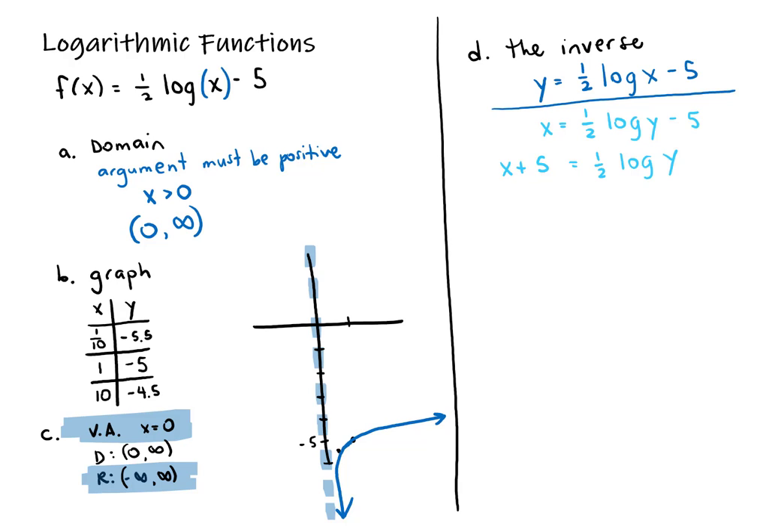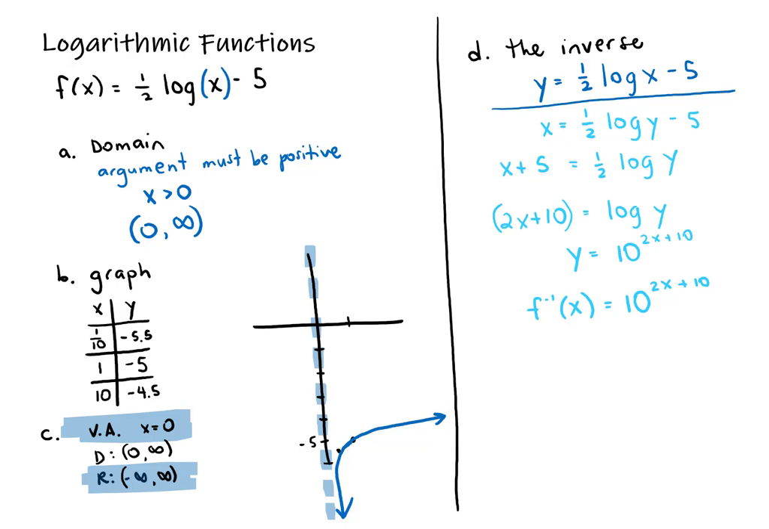Now I'm going to multiply by 2. And I now have my log isolated. I'm going to insert parentheses around this 2x plus 10 so that we treat it as one item. And that's going to go in our exponent. Our base is 10. And so I'm going to rewrite this as y is equal to 10 to the power of 2x plus 10. And then I'm going to turn y into our f inverse.